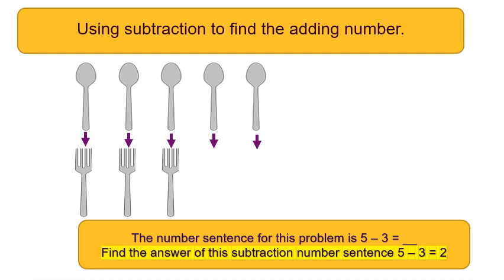Find the answer of this subtraction number sentence. It is 5 minus 3 equals, how many forks are needed? Yes, you're right. 2 forks are needed. So that's it. You just have to write the answer. Very simple.